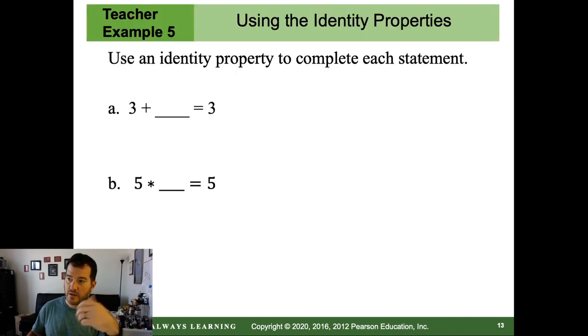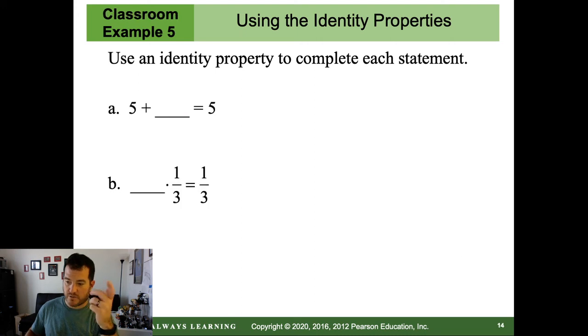So here it says use the identity property to complete a statement. So what can I put in here to make this equal to 3? I think I'd put in a 0, and then here I'm going to put in a 1. So pretty straightforward there. This would be yours, so go ahead and take a second to work on this one.